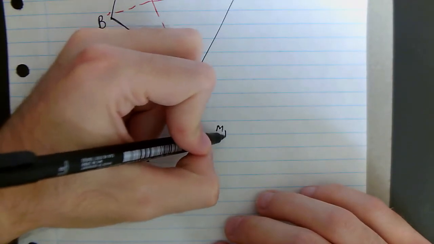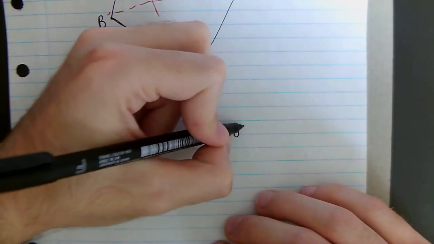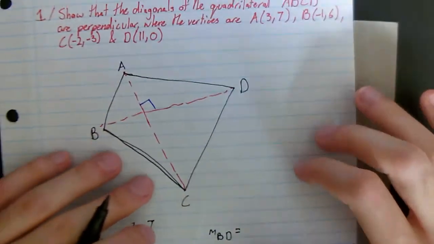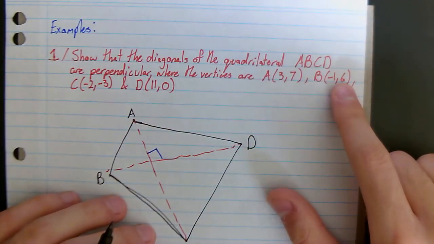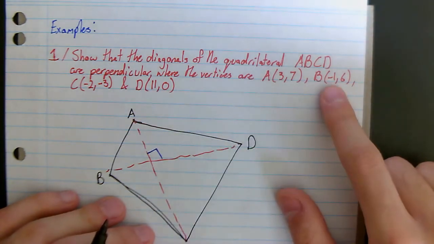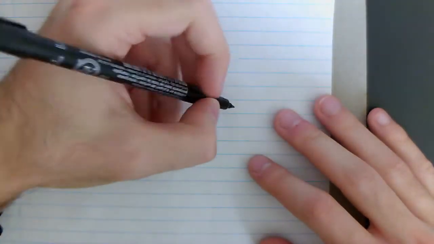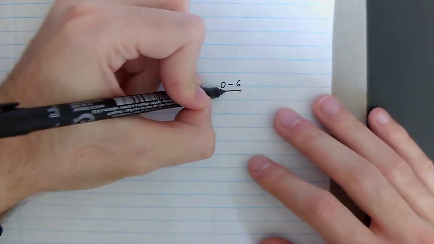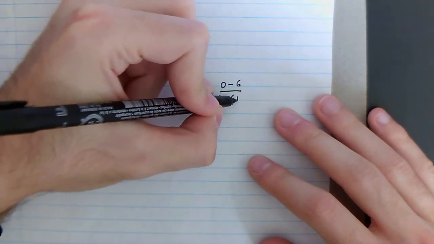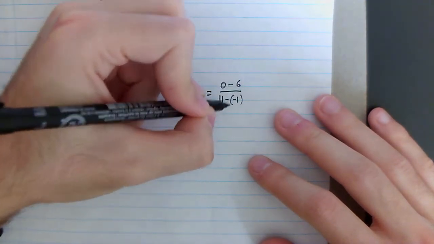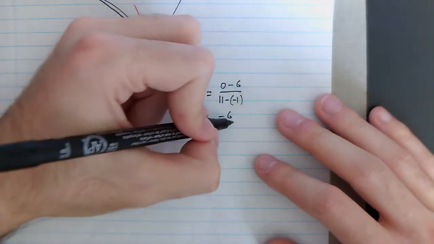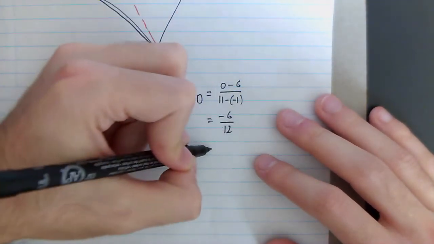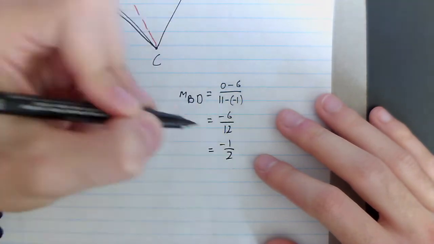Now if I consider the gradient of BD, yet again, y2 minus y1 over x2 minus x1. So 0 minus 6 over 11 minus minus 1. 0 minus 6 is negative 6, and 11 minus minus 1 is 11 plus 1, so that's going to be 12. And if we simplify that, it gets us a negative half.